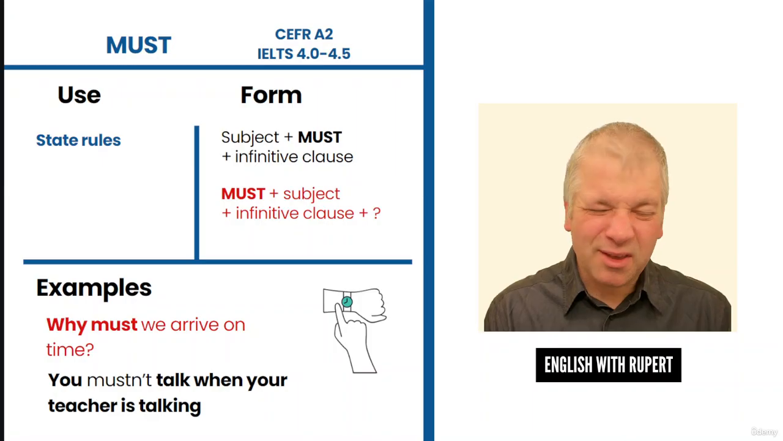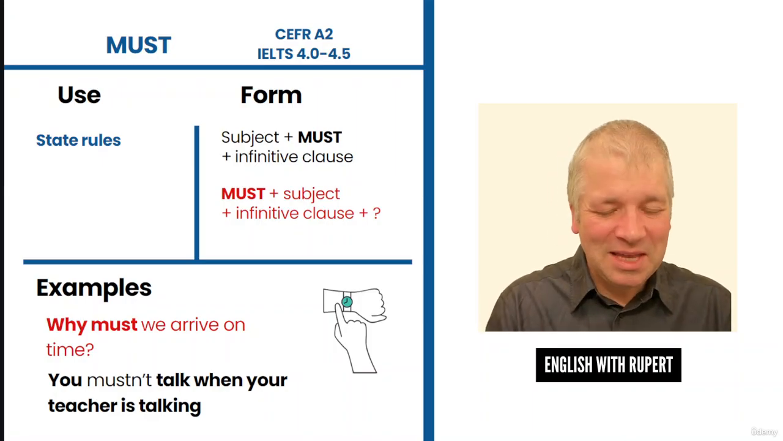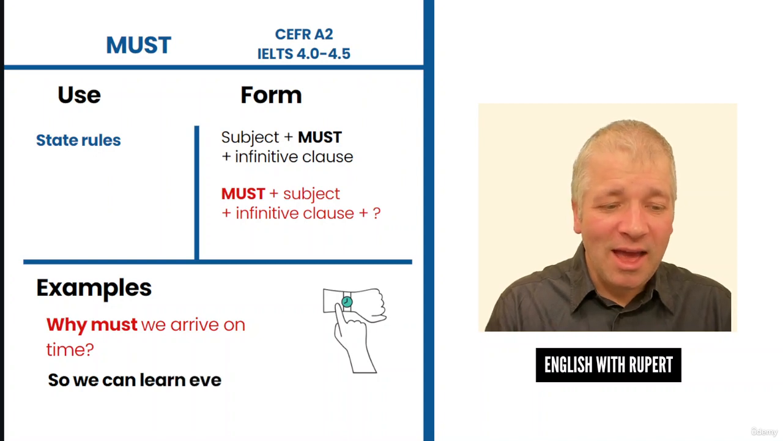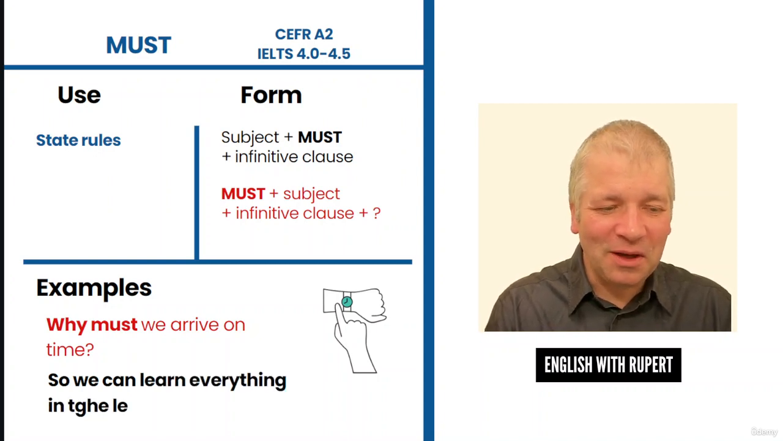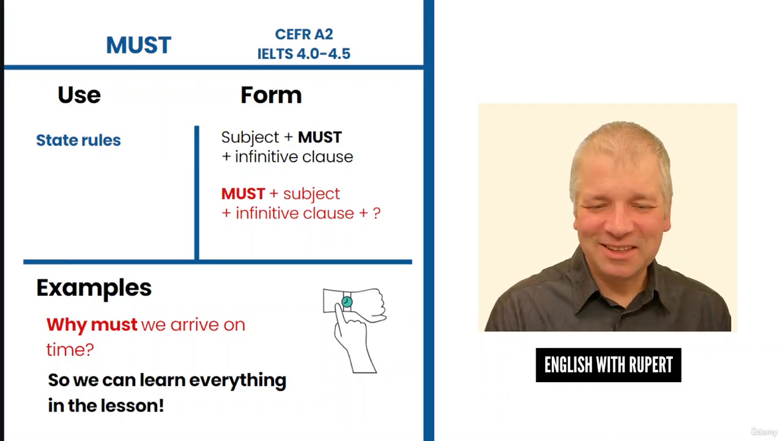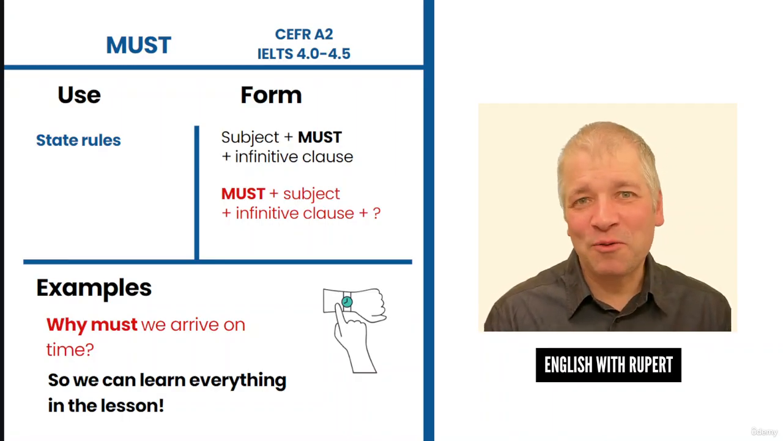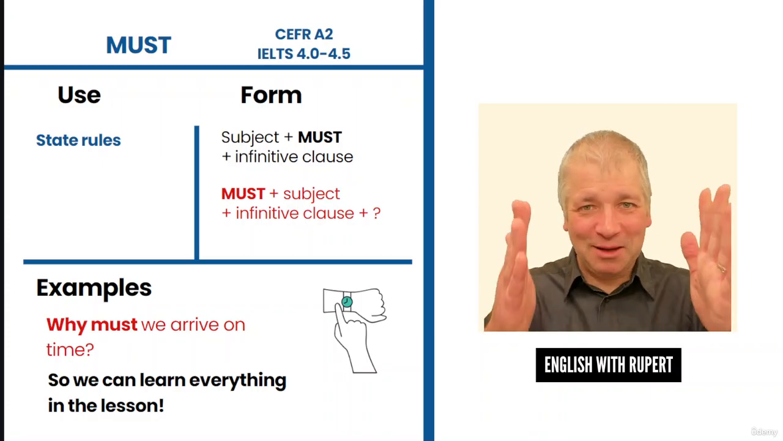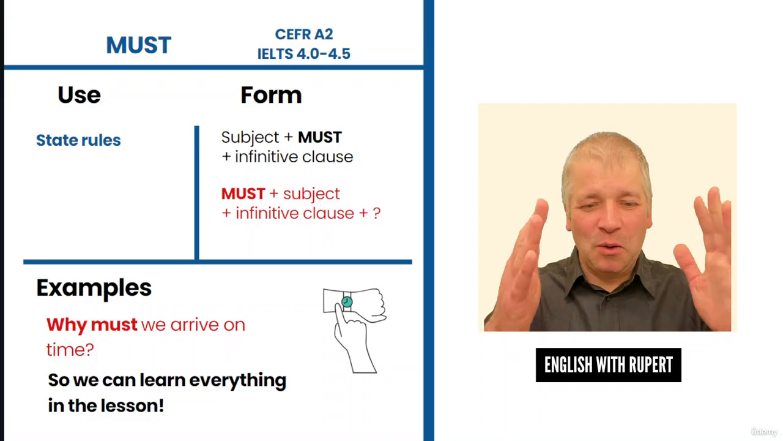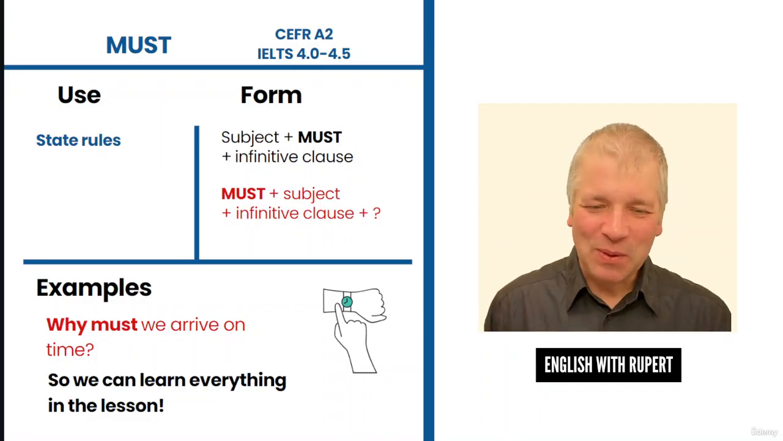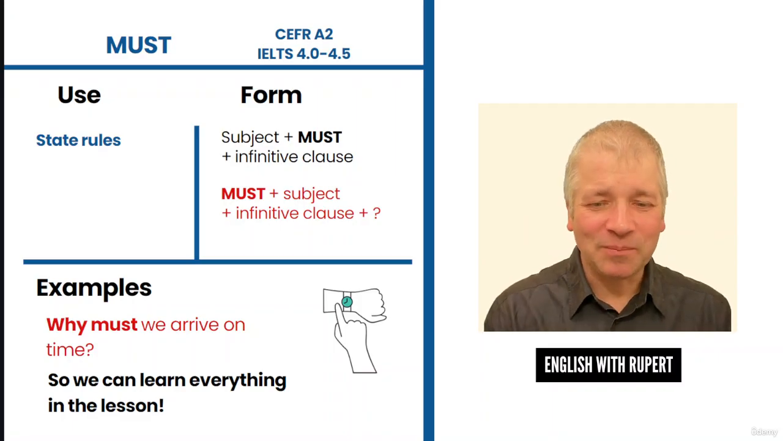Let's think of a possible answer. Why must we arrive on time? So we can learn everything in the lesson. Why must we arrive on time? Well, we need 60 minutes for the lesson. So arrive on time and we can learn everything in the lesson. That's why we must arrive on time.